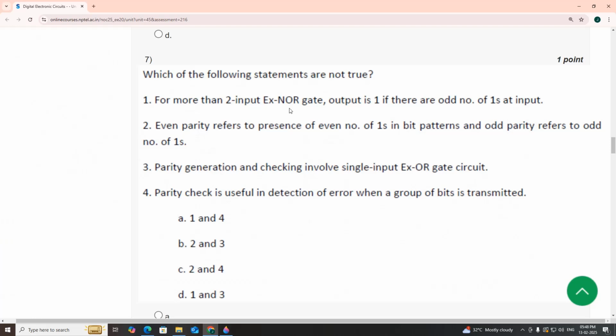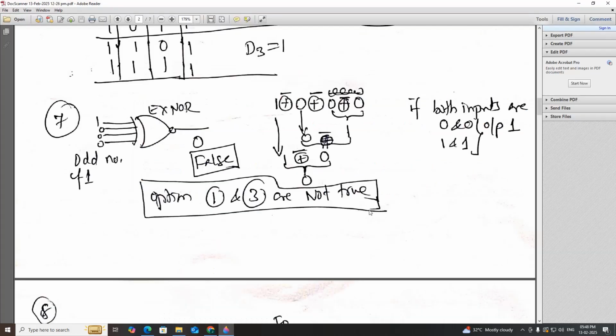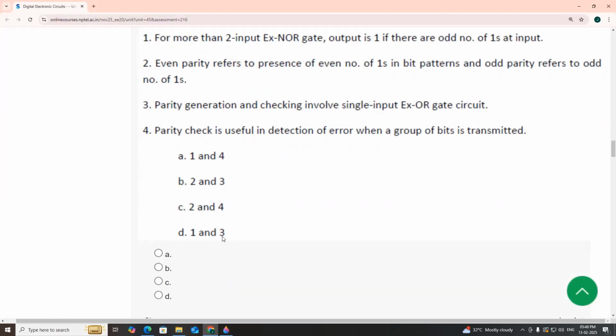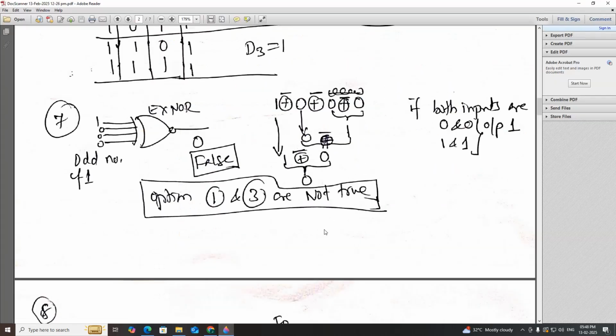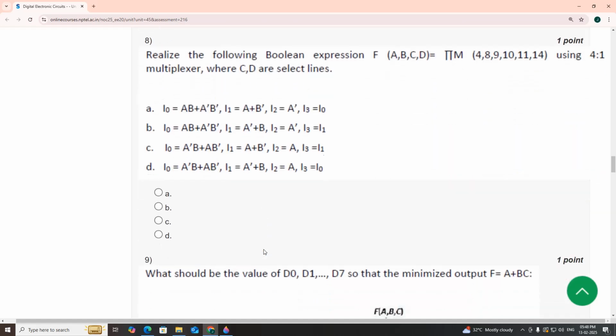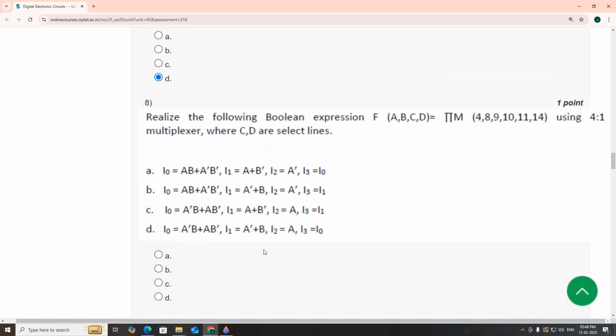Similarly, the statement that parity generation and checking involve a single bit XOR gate is also false. So 1 and 3 are not true. The answer is option D. We'll move on to the 8th one, but before that we'll continue this in part 2.